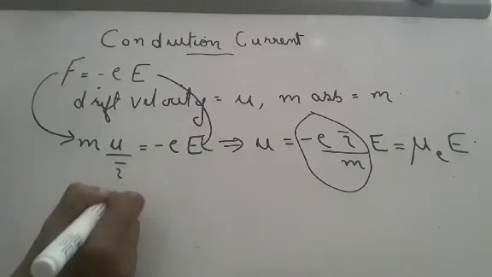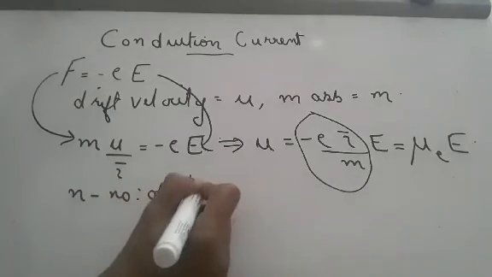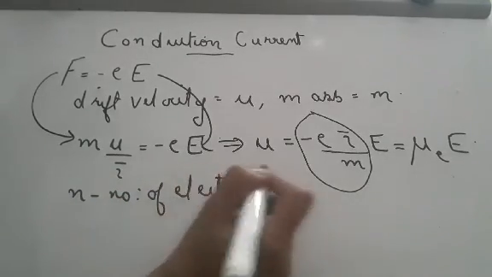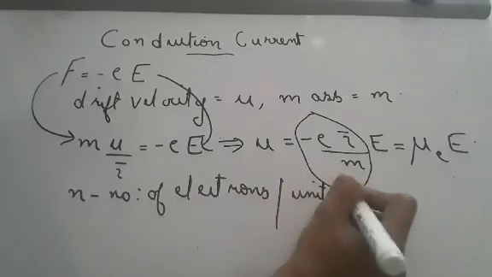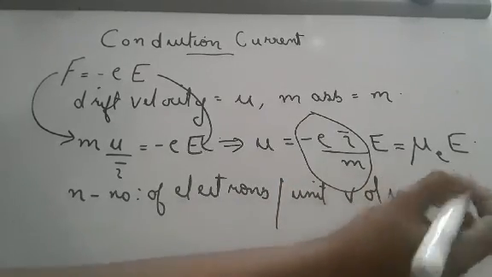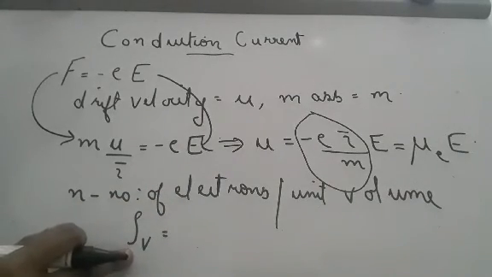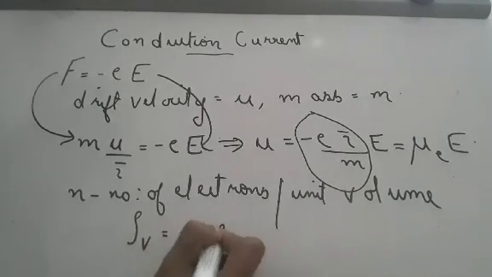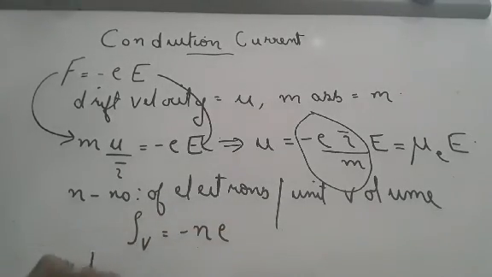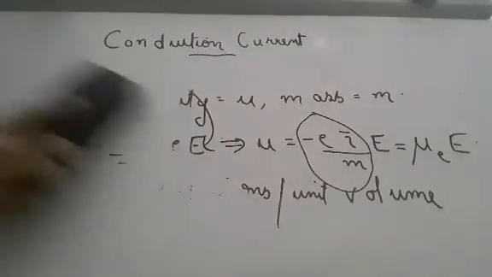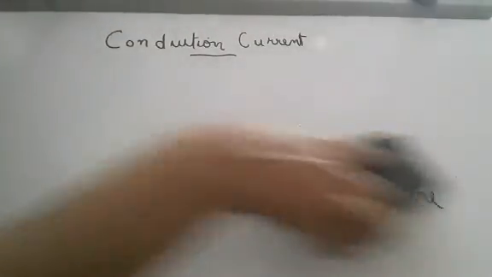Suppose N is the number of electrons per unit volume. So rho V, we know, is the charge per unit volume, the volume charge density. So it is minus N e. Dimensionally these two are the same. So J is the current density, which has a unit of ampere per meter square.